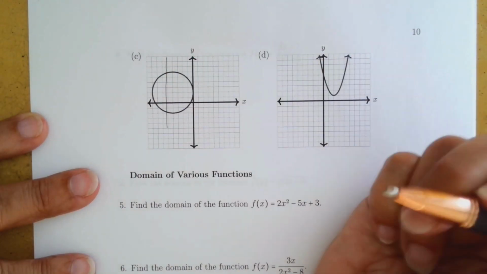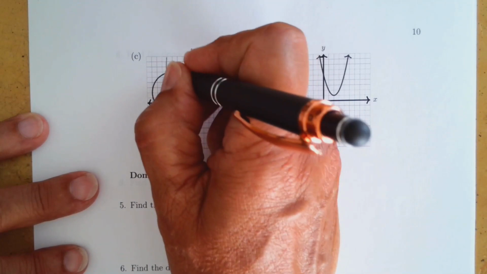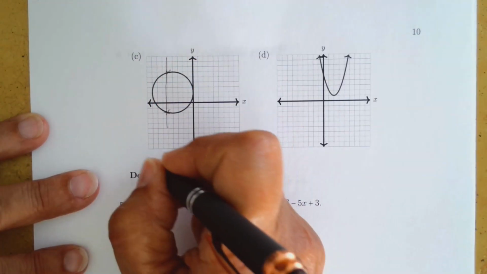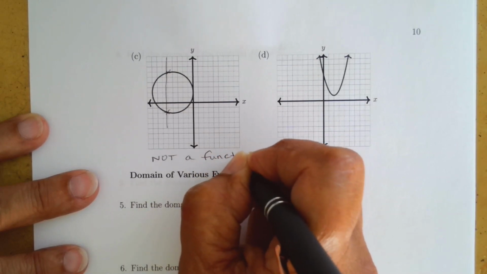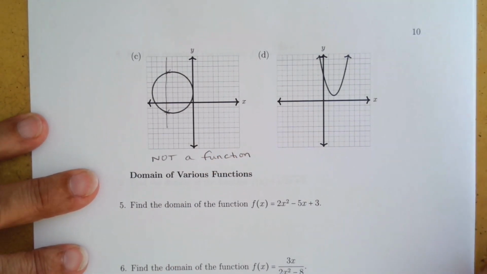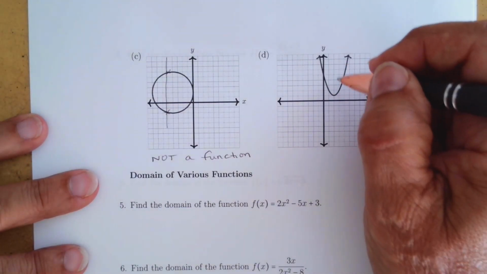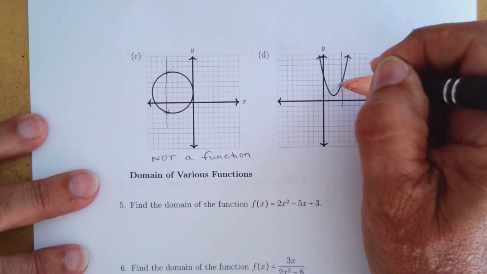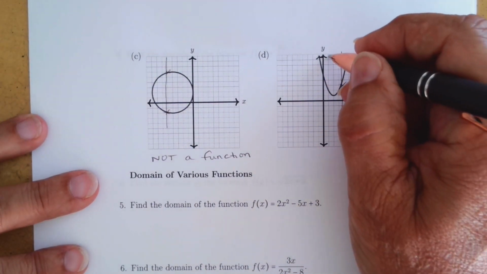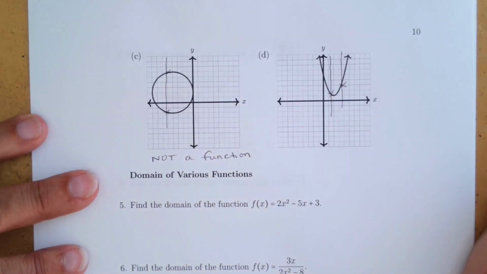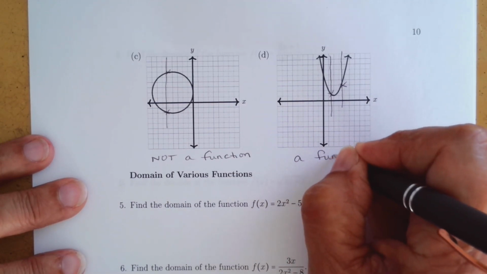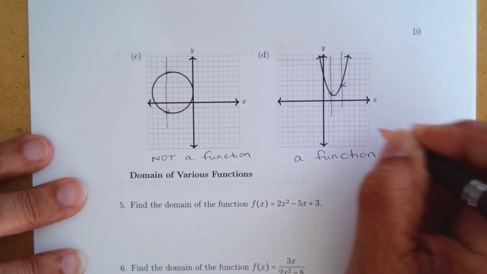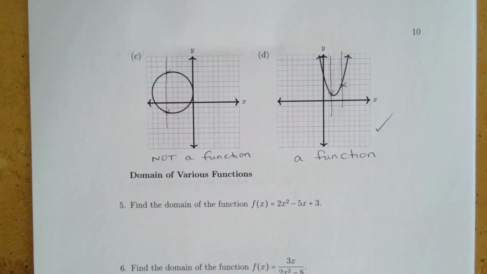So looking at part C, if you draw a vertical line through any kind of circle, it will cross the circle twice, right? So if it crosses in more than one place, it is not a function. Part D, if you draw a vertical line anywhere on this graph, it's only going to touch once. No matter where you draw a vertical line, it's only going to touch once. So this is a function. So that one worked and the first one worked, but B and C did not.